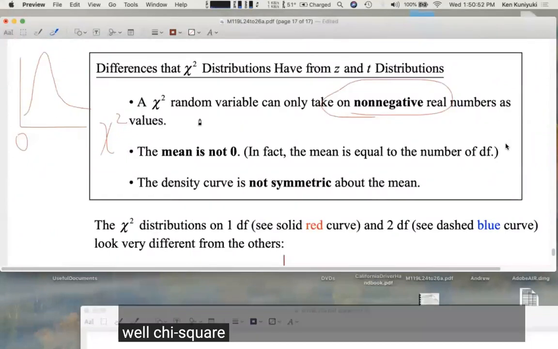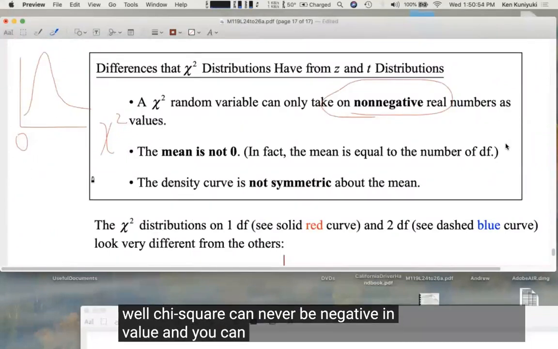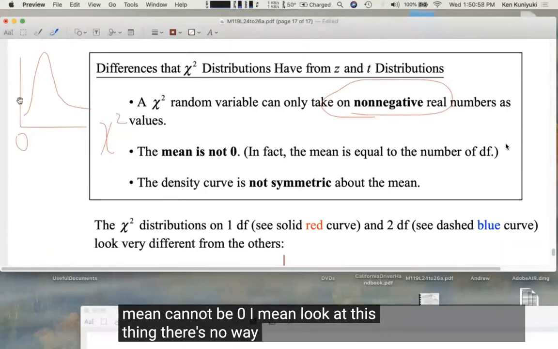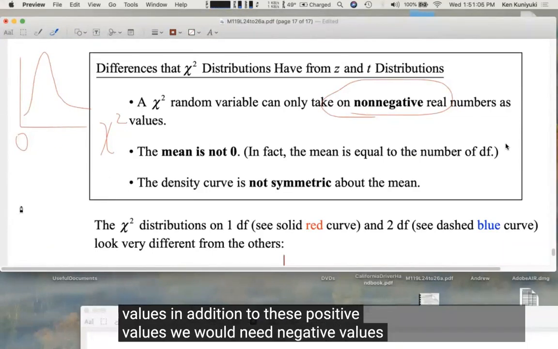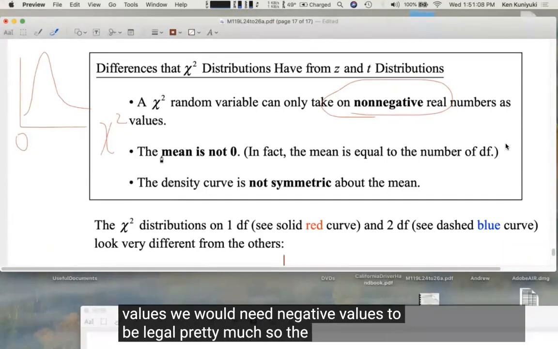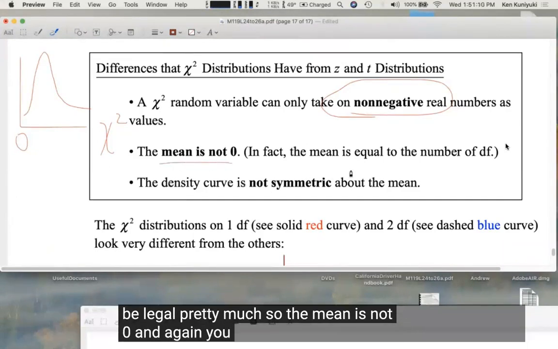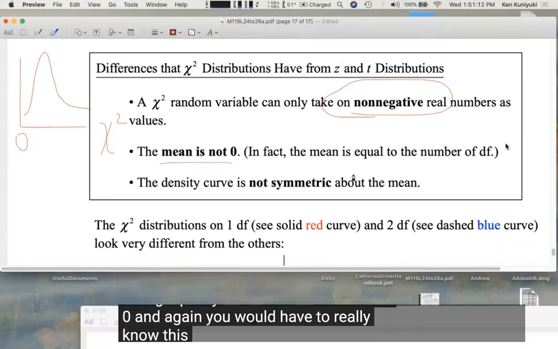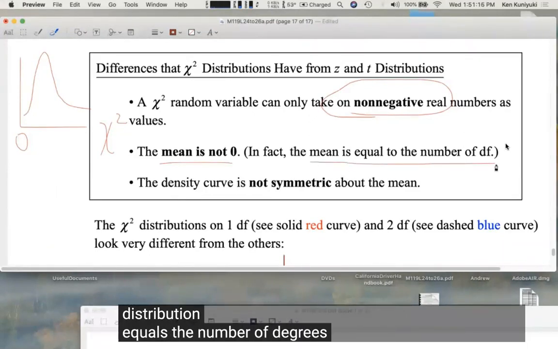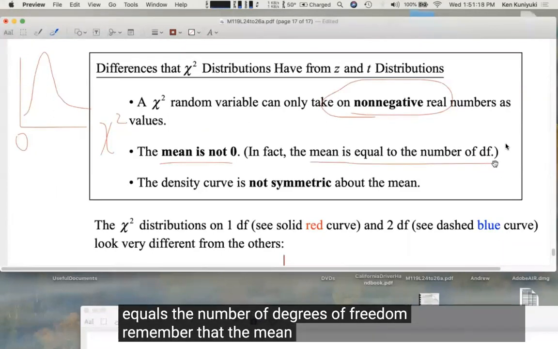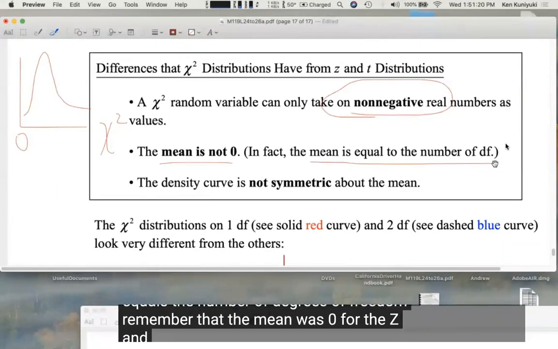Chi-square can never be negative in value, and you can probably tell that the mean cannot be 0. I mean, look at this thing. There's no way that the mean is at 0. We would need negative values to be legal pretty much. So the mean is not 0. And again, you won't have to really know this, but the mean of a chi-square distribution equals the number of degrees of freedom. Remember that the mean was 0 for the Z and for the T's.